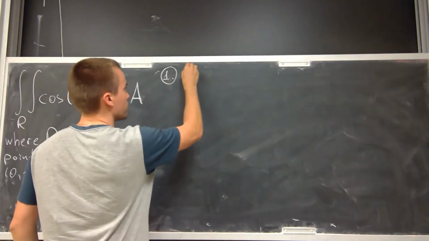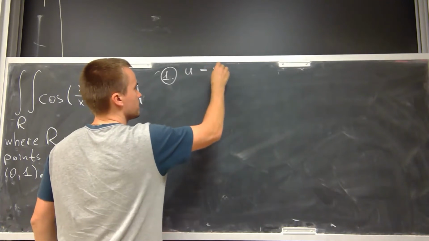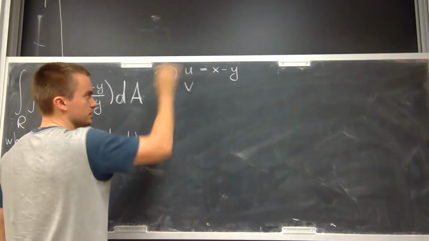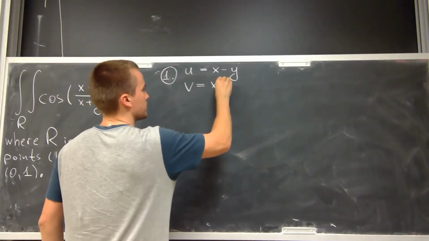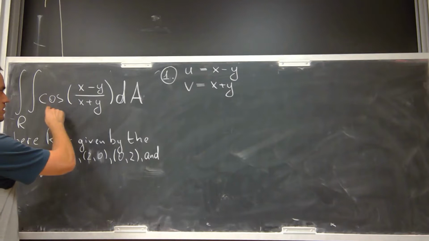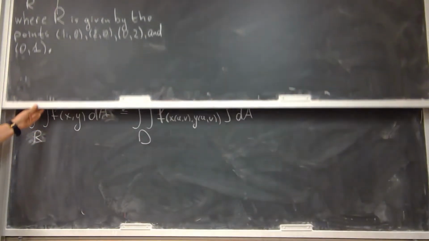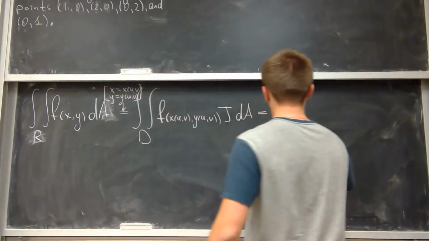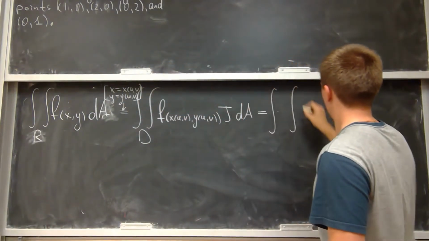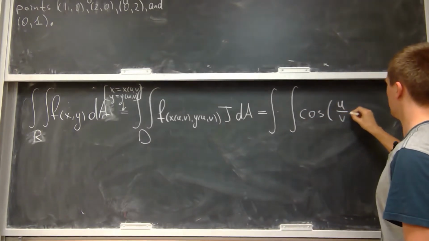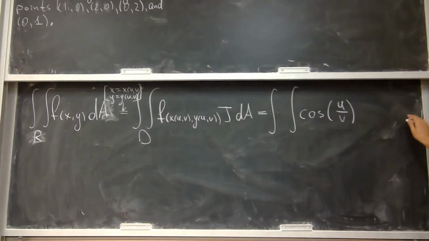And the way I'm going to make my function easier is if I set my u equal to x minus y, and v equal to x plus y. Then we can see that my function cosine of x minus y over x plus y will be just cosine of u over v. So here we already have one part of our answer. We have the double integral of the function cosine of u over v times Jacobian times dA.